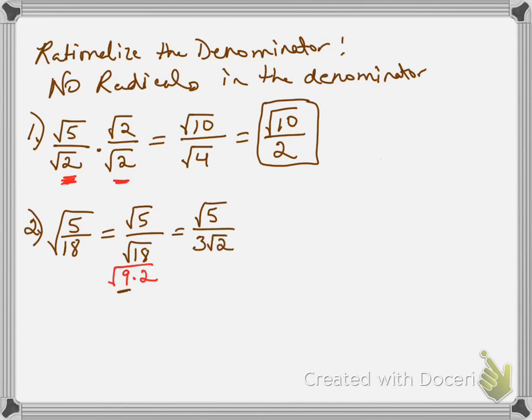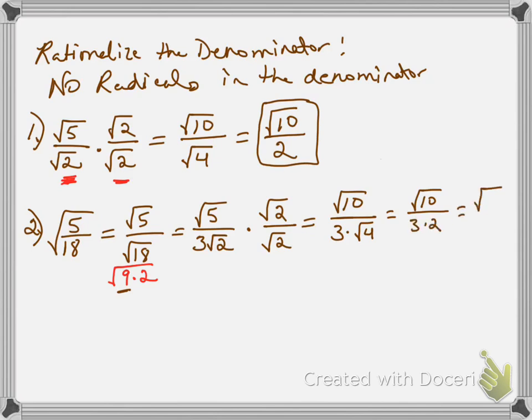Okay, so again, you have a square root of 2 in your denominator. That means you're going to multiply top and bottom by the square root of 2, because that's going to give you the square root of 4, and we all know that's 2. So we have the square root of 10 over 3 times the square root of 4, right? So we have the square root of 10 over 3 times 2, which gives us the square root of 10 over 6.